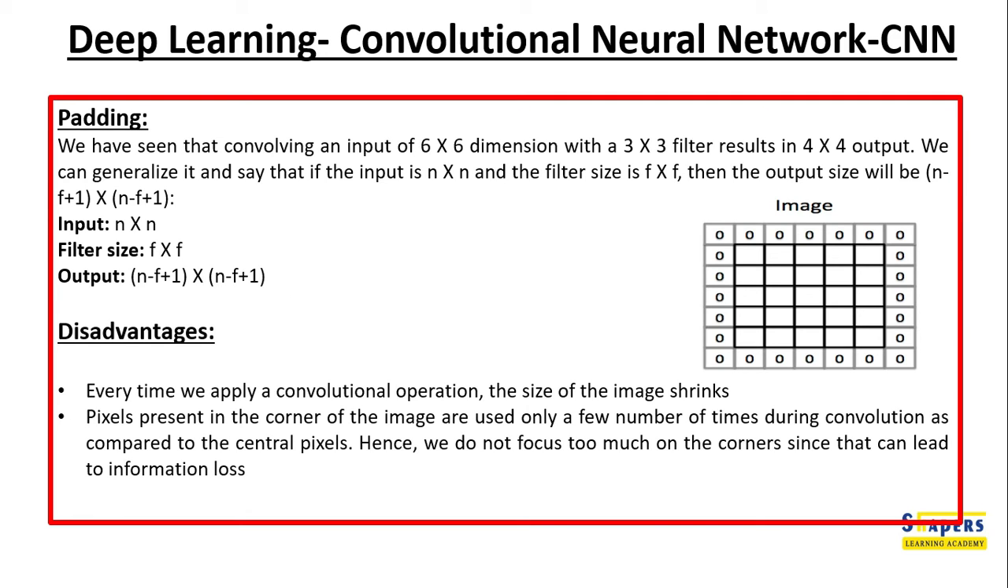The disadvantages explained: every time we apply a convolutional operation, the size of the image shrinks. Yes, a 6 cross 6 becomes 4 cross 4. Pixels present in the corners of the image are used only a few times during convolution as compared to the central pixels. Hence we do not focus too much on the corners since they can lead to informational loss. So any layer that is lost leads to an informational loss.